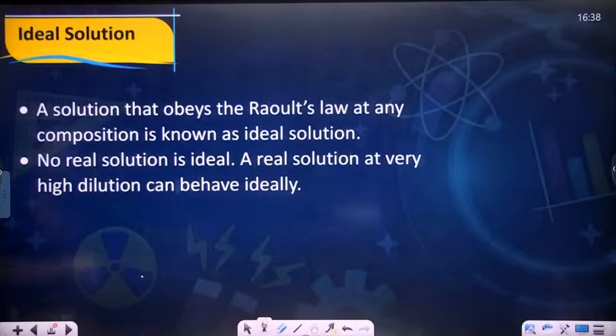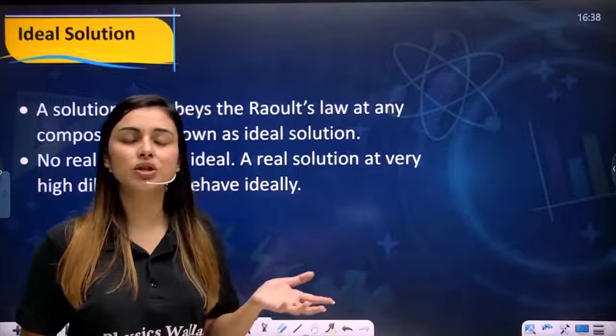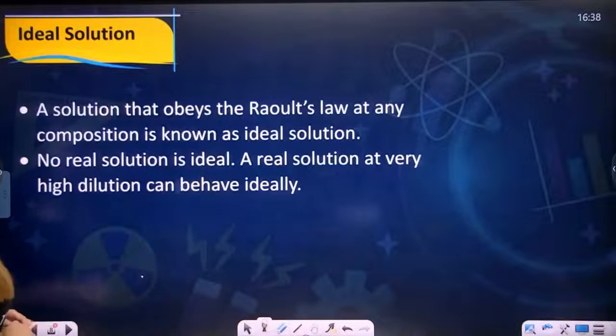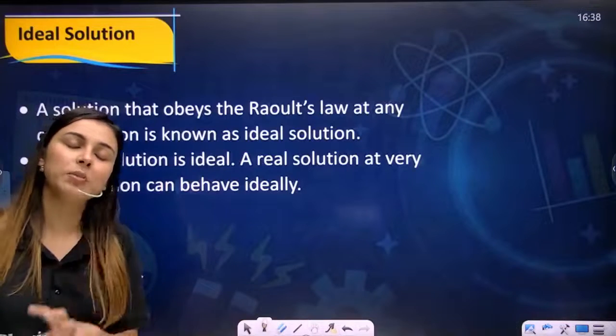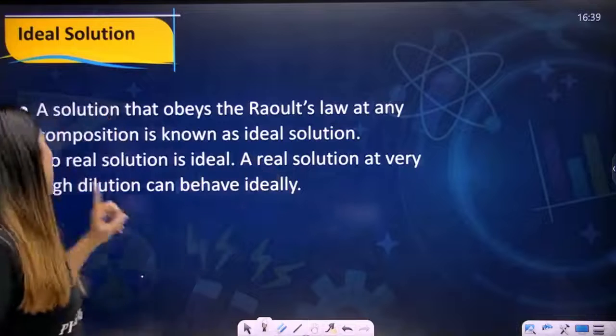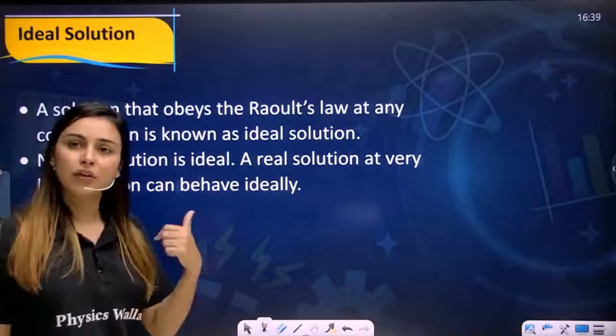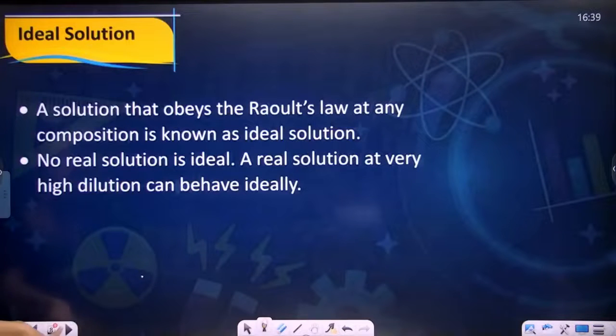A solution that obeys Raoult's law at any composition is known as an ideal solution. At any composition means at any concentration. No real solution is actually ideal. You can make a real solution behave ideally by dilution. A real solution at a very high dilution can behave ideally, right? Yes. So you can write this and then we'll move forward.